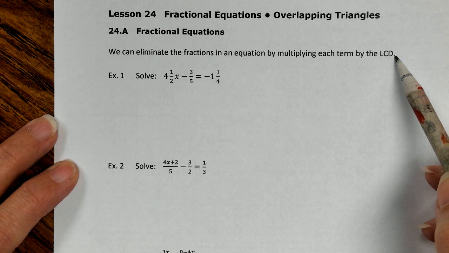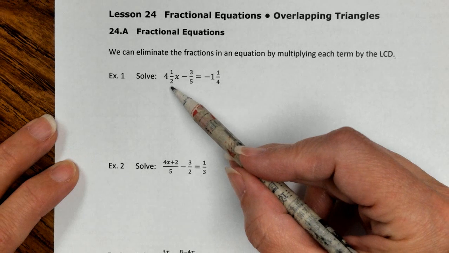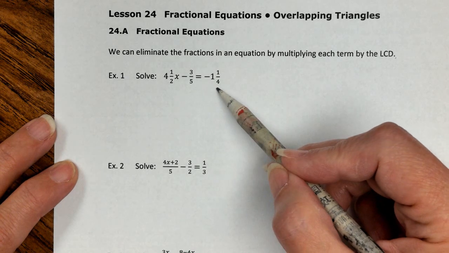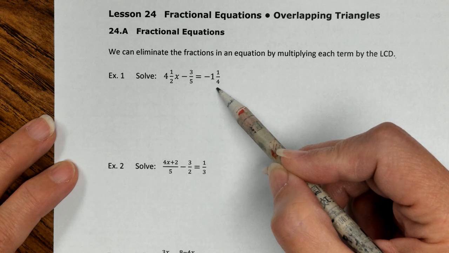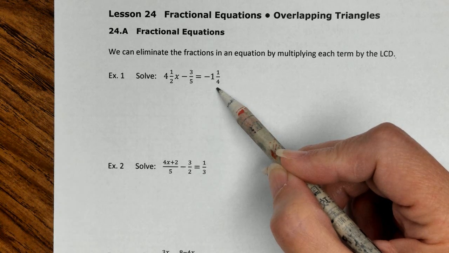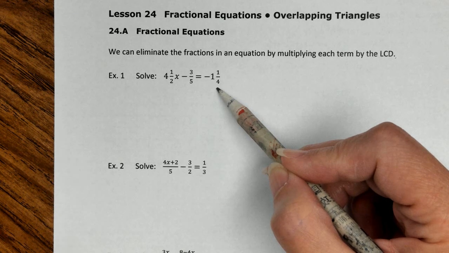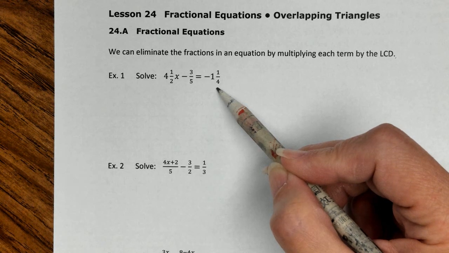Looking at this first equation, we have as our denominators 2, 5, and 4. So the least common denominator for those is the same as the least common multiple of 2, 5, and 4, and that would be 20. So what I'm going to do is first rewrite this equation, changing mixed numbers into improper fractions, and then multiply all three of the terms in this equation by 20 over 1.